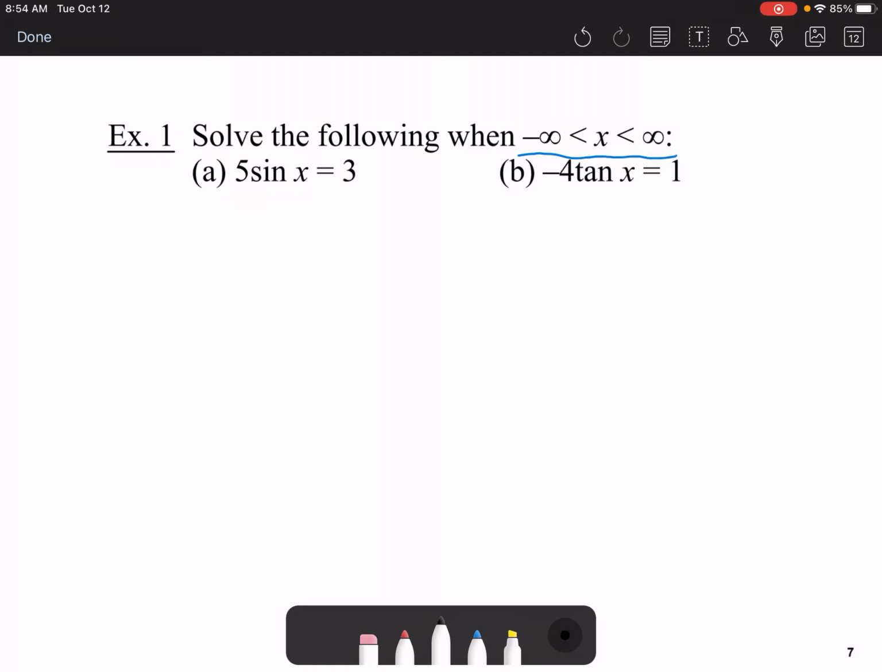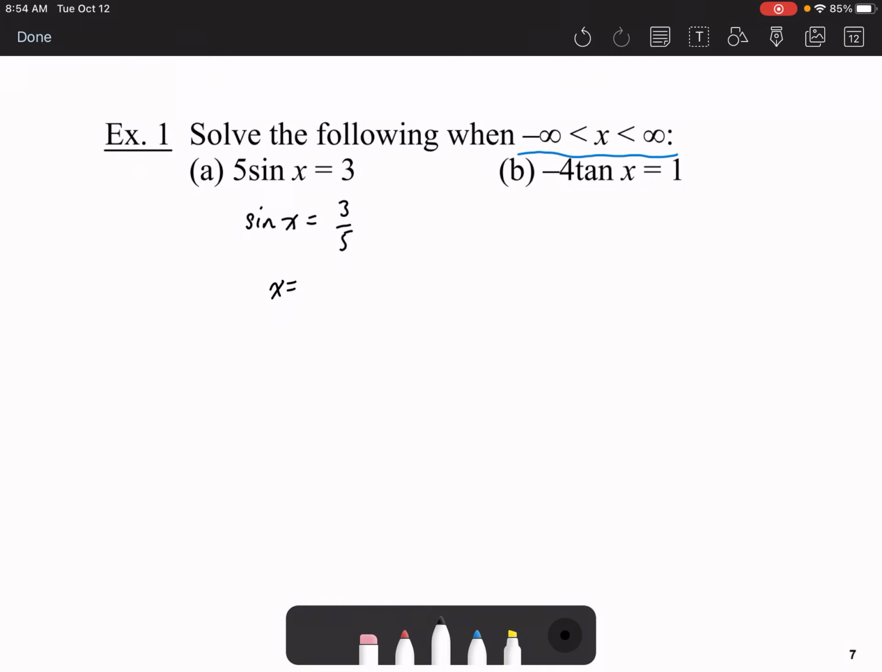So let's solve these. The first thing to do is to rearrange so that you get sine x, cos x, or tan x, or whatever function it is, by itself. Now we solve for the value of x by taking the sine inverse, or arc sine, of 3/5. You calculate this on your calculator.